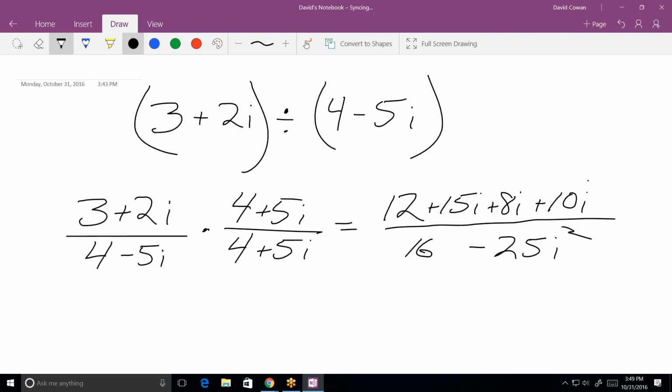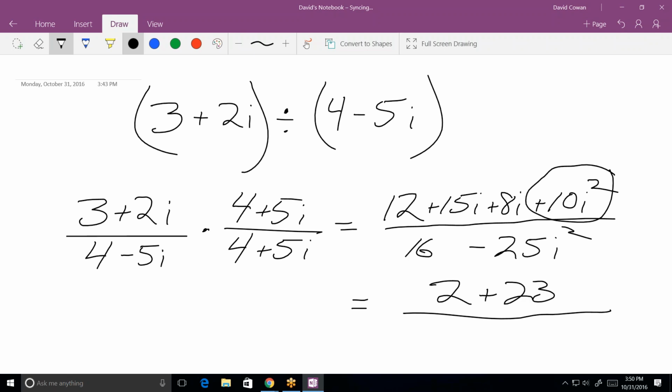Okay. Now, always start from here. The reason being is I can turn that into a real number and combine it with my 12. So do that. So it's negative 10. So you have 2 plus 15i plus 8i, which is 2 plus 23i. And what's the bottom become? 25 plus 16, so that would be 41. And there you go. There's the answer.